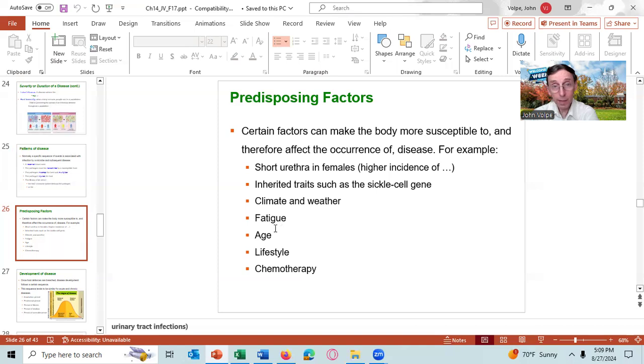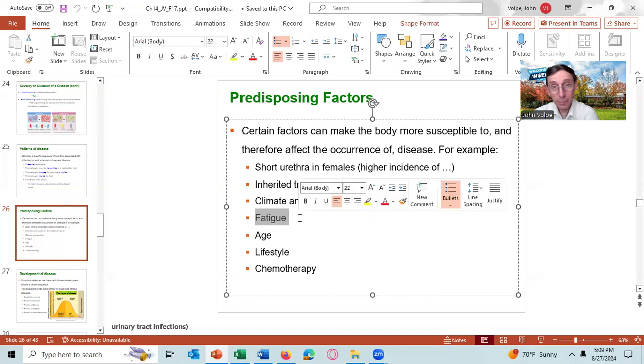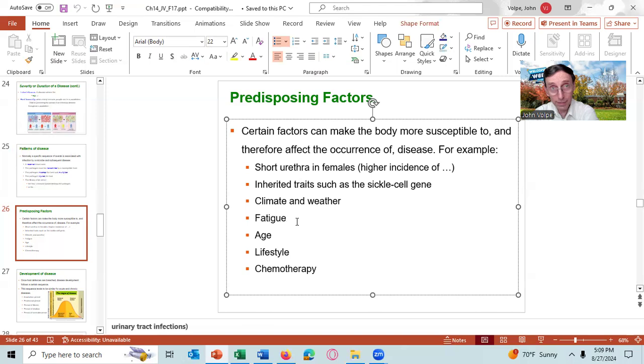Fatigue is more likely to make you predisposed to getting disease. And college students often are fatigued, predisposing them to getting another disease. What happens is when you're tired, your body's immune system is just not up to its full strength, and therefore you're more likely to get a disease. Age, it's well known that age can predispose an individual to getting a disease.